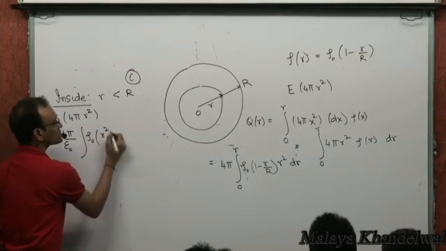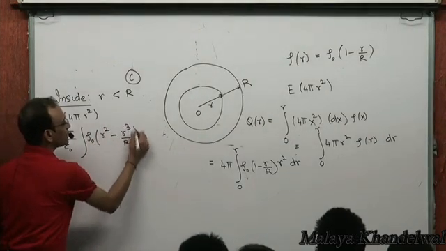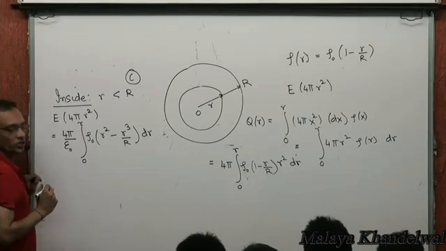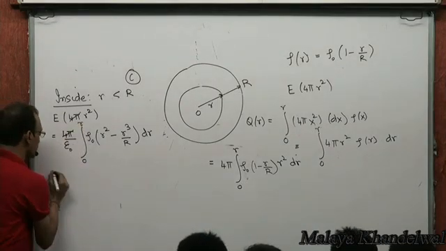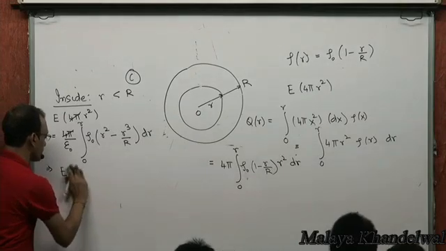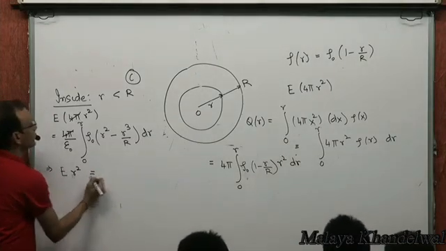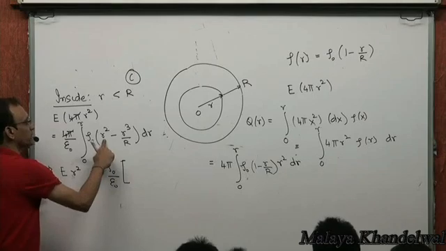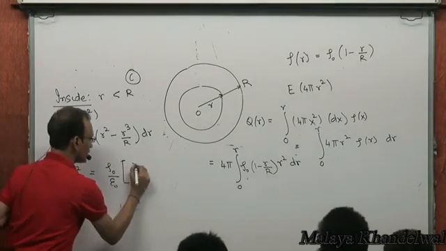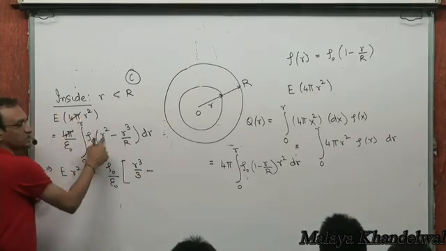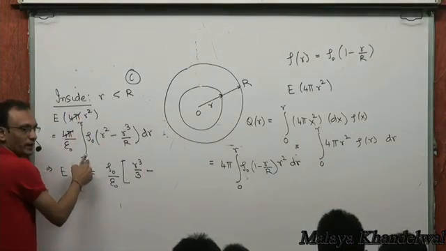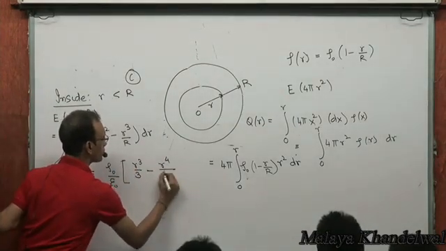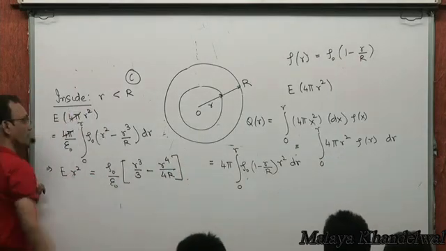Rho naught into r squared minus r cube by capital R dr. R runs from 0 to small r, right? Yes or no? This 4 pi gets taken care of. E into small r squared is rho naught by epsilon naught times the integral of r squared minus r cube by capital R. This r squared, when I integrate and apply these limits, gives r cube by 3. This r cube gives r to power 4 by 4, right?